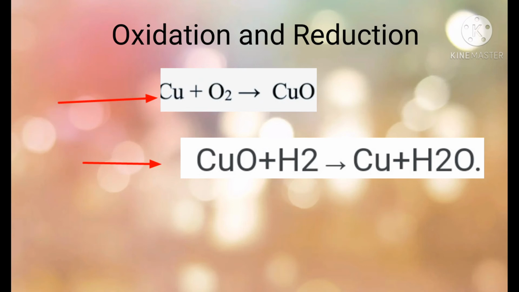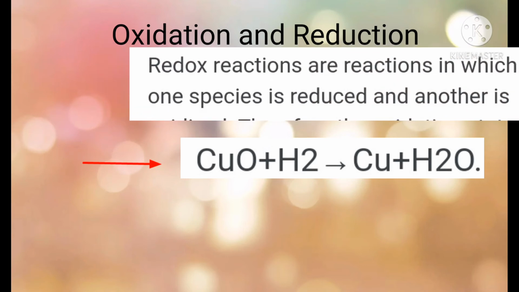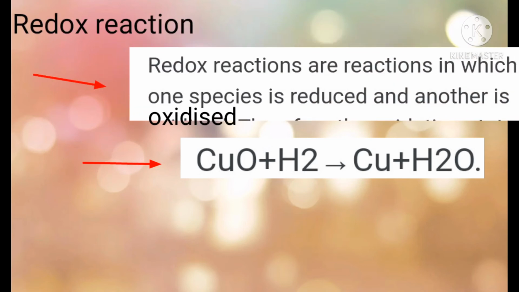It is also an example of redox reaction. We will see later. What is redox reaction? It is a reaction in which one of the reactants is oxidized and the other reactant is reduced. The reaction in which both the oxidation and reduction take place in the same chemical reaction is called redox reaction. This is an example of redox reaction, the reaction of copper oxide and hydrogen.